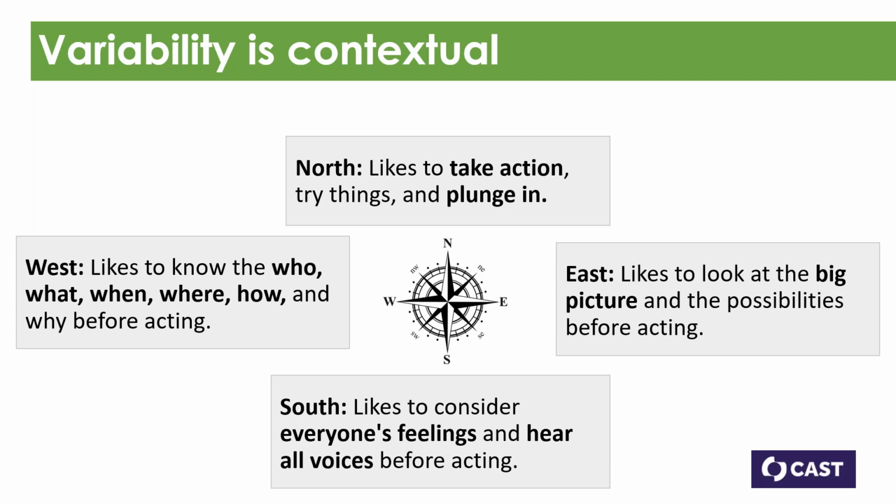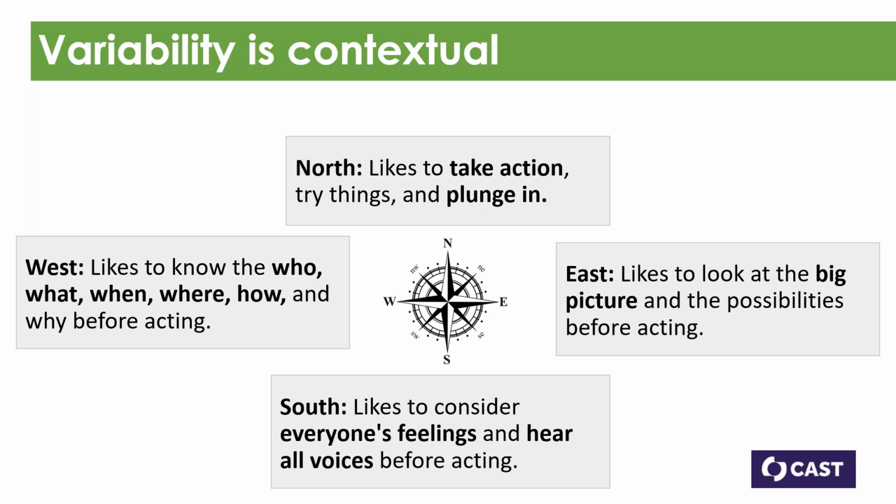And the good folks at CAST have told us that there are 4 different ways in which we approach things. So you could be a north, which is you like to take action, you try new things, you plunge in, woohoo. You're an east, you like to look at the big picture and the possibilities before acting, kind of weighing your yays and nays there. Or maybe you're a south person, you like to consider everyone's feelings and hear all voices before having an opinion or taking an action. And then there are also those of us who are West people who like to know the who, the what, the when, the where, the how, and then they will take an action. So CAST has divided variability into these 4 quadrants.